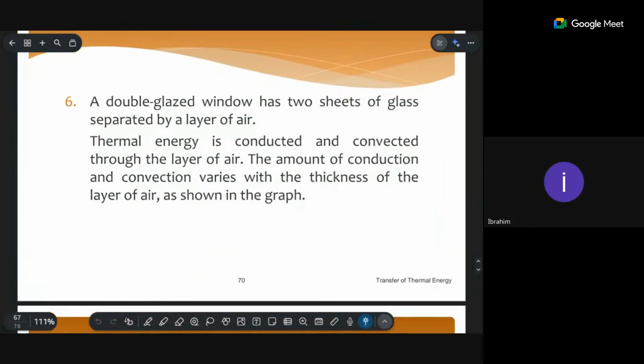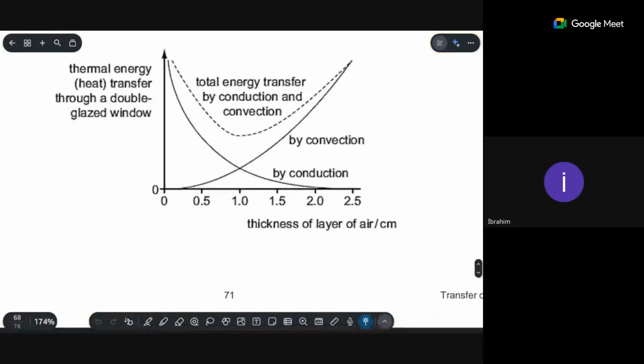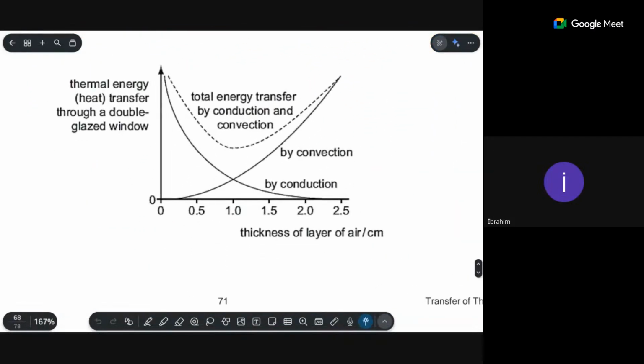For example, this is one of the best questions of the time. A double glazed window has two sheets of glass separated by a layer of air. The thermal energy is conducted and convected through the layer of air. The amount of conduction and convection varies with the thickness of the layer of air, also shown in the graph. This is the thickness of the layer of air, and this is the thermal energy transfer.